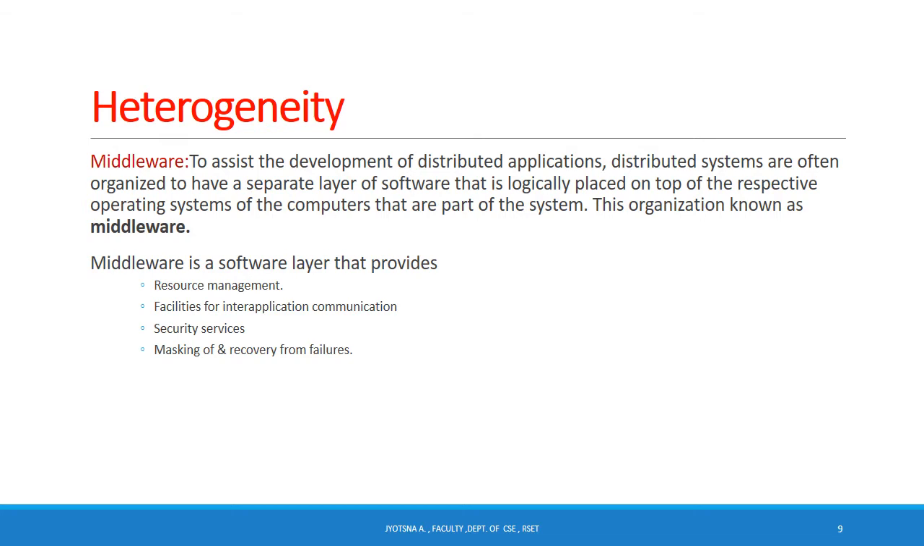To assist the development of distributed applications, distributed systems are often organized to have a separate layer of software that is logically placed on top of the respective operating system of the computers that are part of the system. This organization is known as middleware. Middleware is actually a set of software. It's a software layer that provides resource management, facilities for inter-application communication, security services, and for masking and recovery from failures.